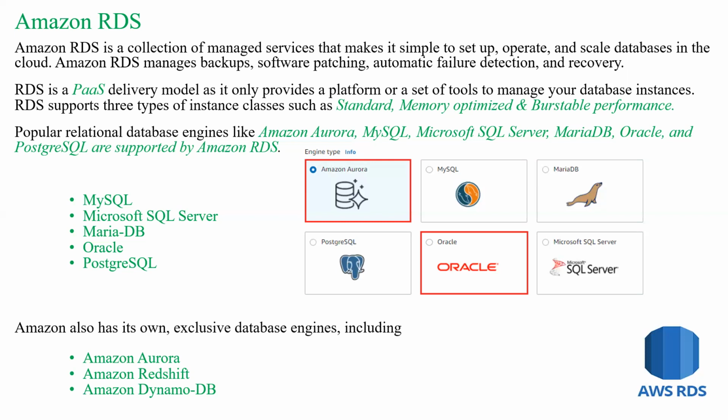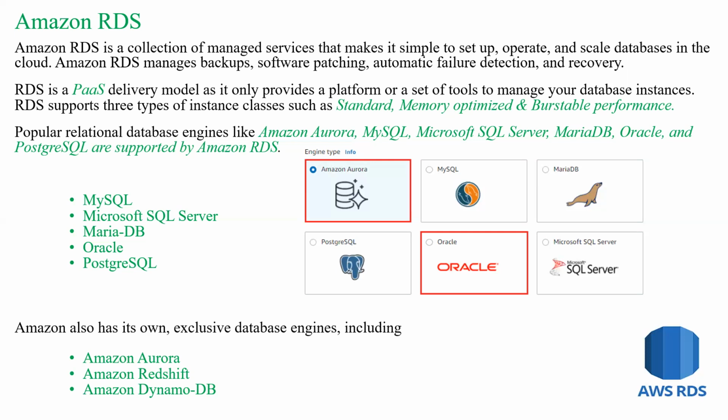There are popular relational database engines like Amazon Aurora, MySQL, Microsoft SQL Server, MariaDB, Oracle, and PostgreSQL. These popular database engines are supported by Amazon RDS. What does that mean? Being a front-end tool, Amazon RDS will give users access to connect to any of these backend databases. So Amazon RDS will provide the database engine to connect and start working.